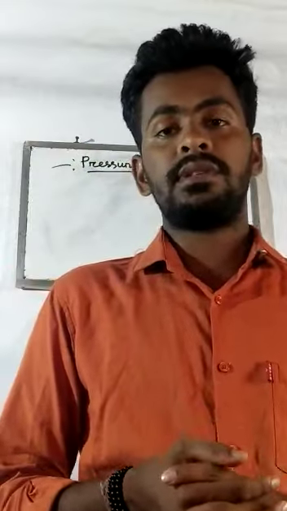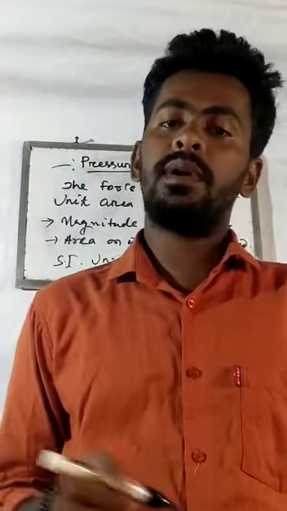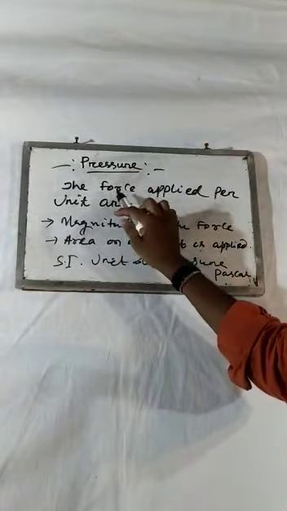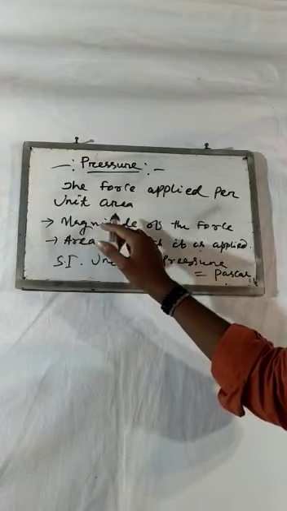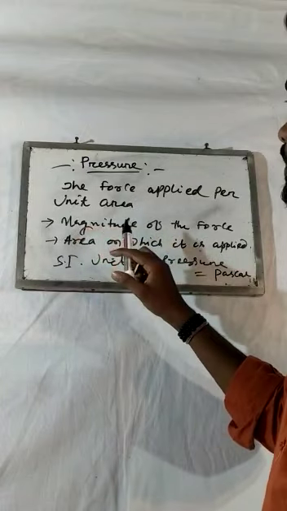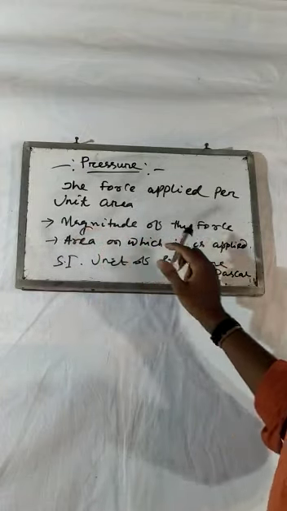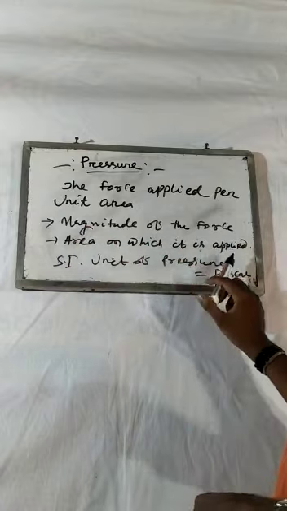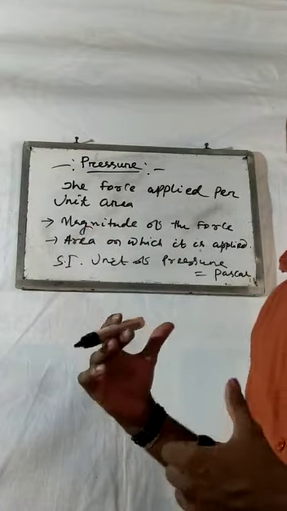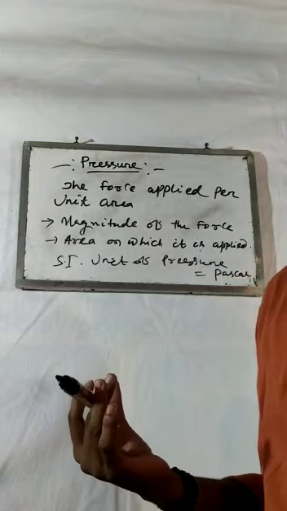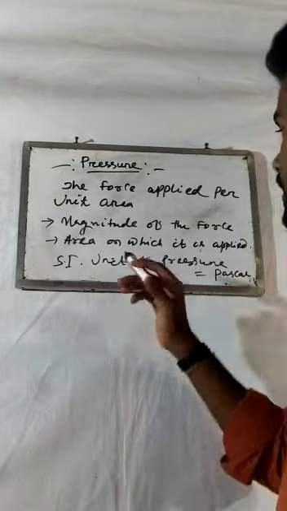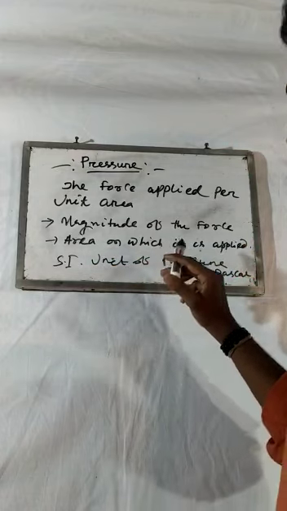Then what is pressure? Pressure is the force applied per unit area on an object. Please note down here: pressure is defined as the force applied per unit area, and pressure depends on two factors. What are the two factors? The magnitude of the force and the area on which it is applied. How much force you are applying: if you apply a larger amount of force, then a larger pressure is created, and it also depends on the surface area on which the force is applied.